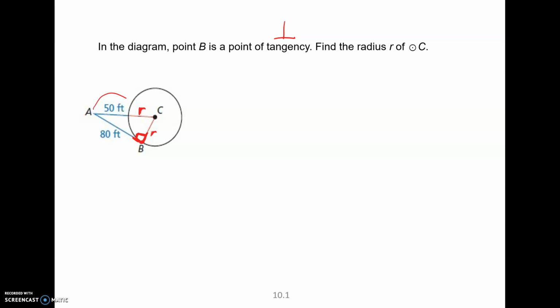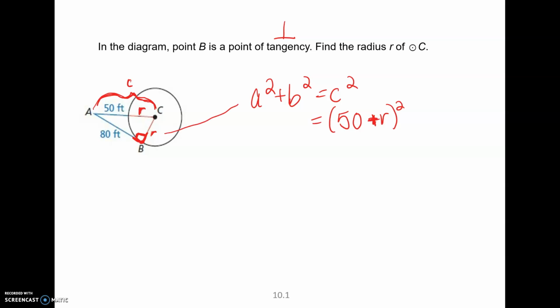The hardest part, remember, about these is I have to remember that this whole thing is my C. This is C over here. So when I'm using my Pythagorean theorem, I know that C is actually 50 plus R. So 50 plus R right there. And again, remember, it doesn't matter where A and B go, so I'm just going to drag those over here. So I have R squared plus 80 squared. Now that I have those all in my equation, I'm going to simplify as much as I can.